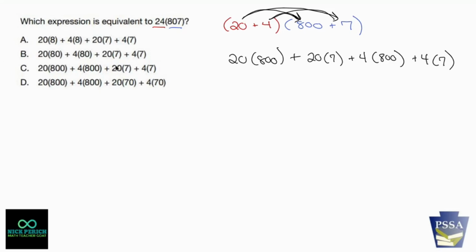So let me see. 20 times 800. Let me see. You don't have any of that. 20 times 800, no. 20 times 800, yes and yes. 4 times 800, yes and yes. 20 times 7, yes and no. And 4 times 7, yes and no. So the answer for this one is C.